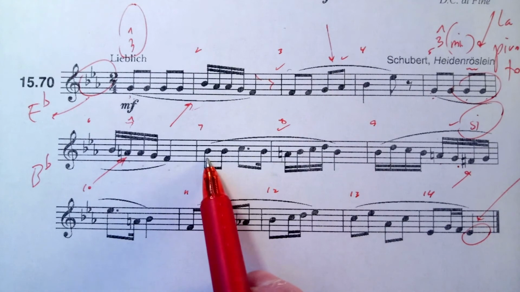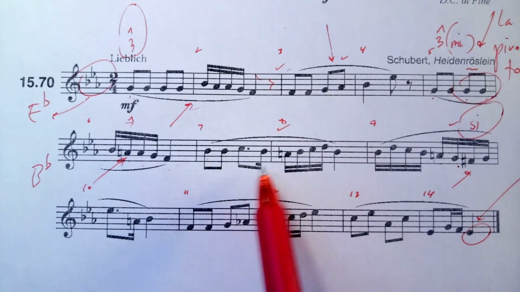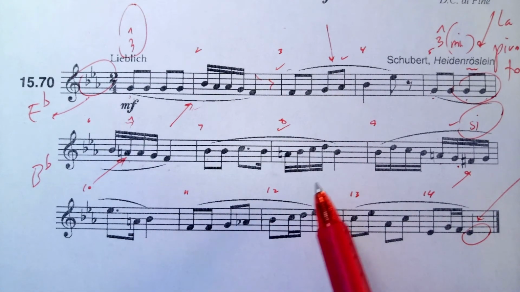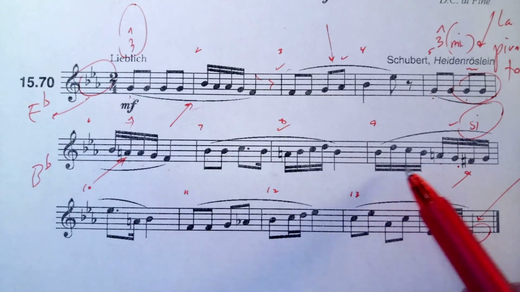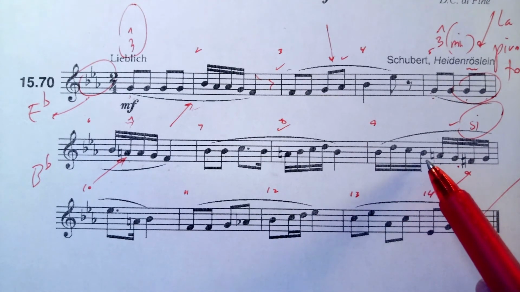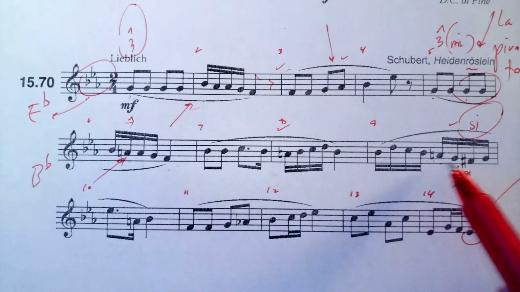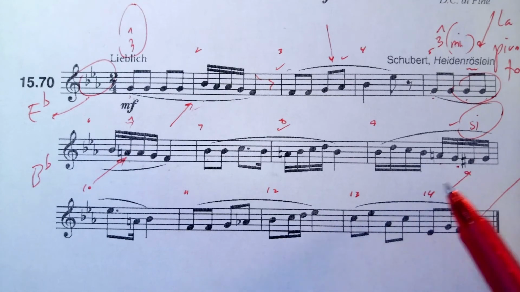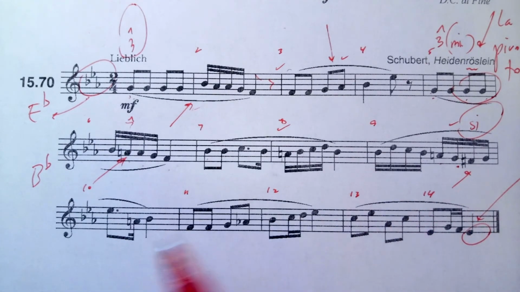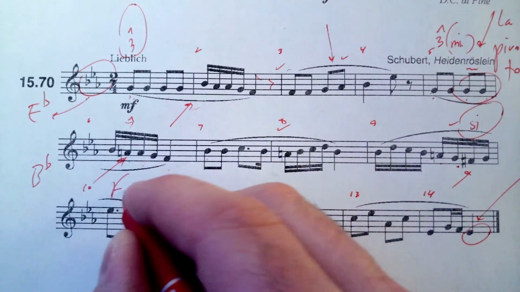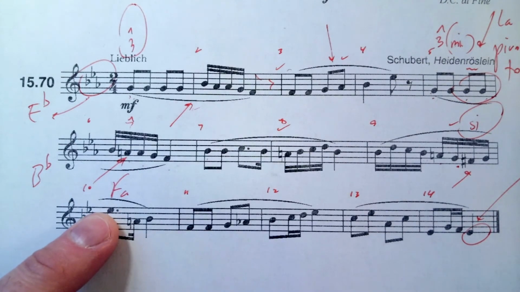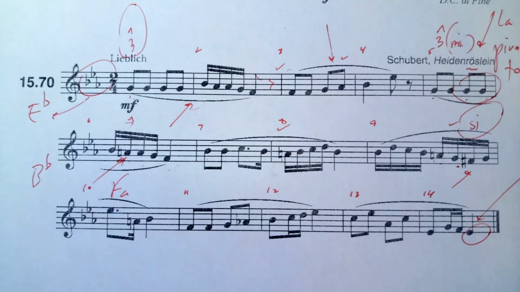So going back to here, do, do, re, do, ti, do, re, mi, do. Do, mi, re, do. Do, mi, re, do, ti, la, si, la. Then fa, ti, do. E flat in the key of B flat major is the fourth scale degree. Ti, do.